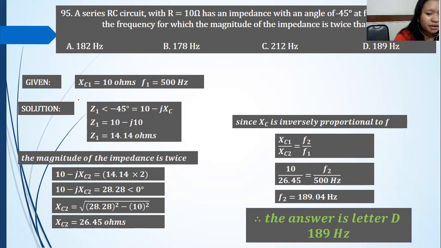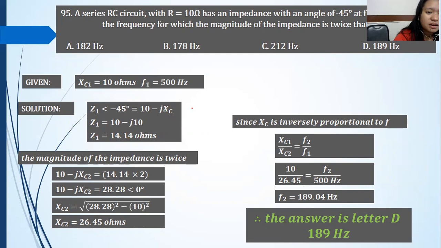So the solution: we have here Z1, which is at an angle of negative 45, equal to 10 minus jXC. Since we already have the value for XC, we'll just substitute. So Z1 is equal to 10 minus j10. To solve for this, using the calculator with the mode of complex, we have here Z1 is equal to 14.14 ohms.